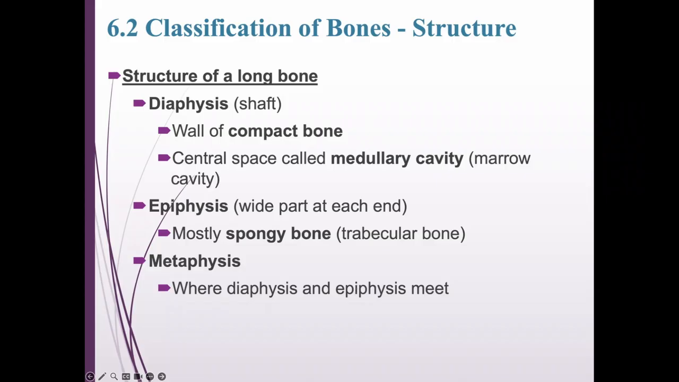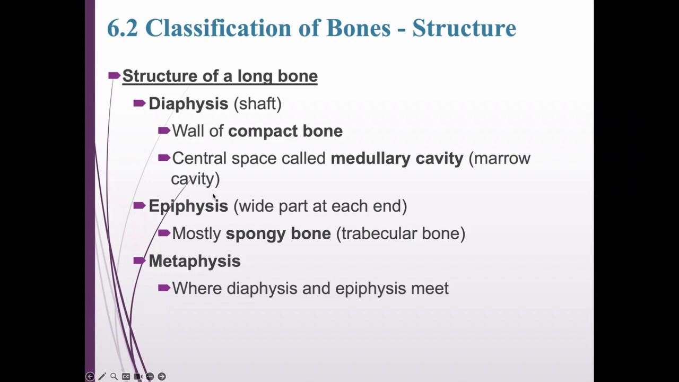So in your diaphysis, being the shaft of the bone, that is going to contain your compact bone. It's basically made up of the wall of the compact bone. There's a central space called the medullary cavity where you're going to find your bone marrow. In the case of adults, that is yellow bone marrow, which is essentially fat. It's essentially lipids. In children, it is red, but it's quickly replaced with yellow bone marrow.